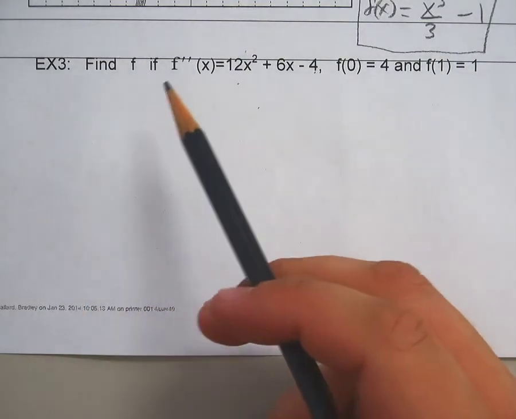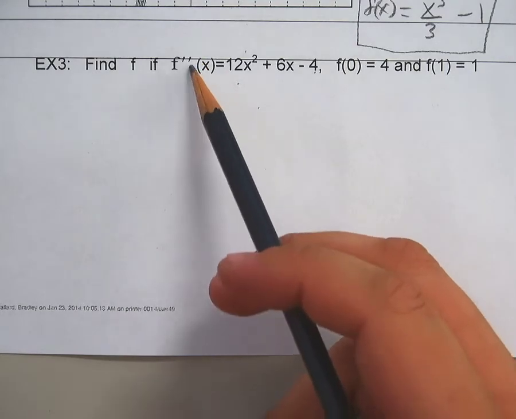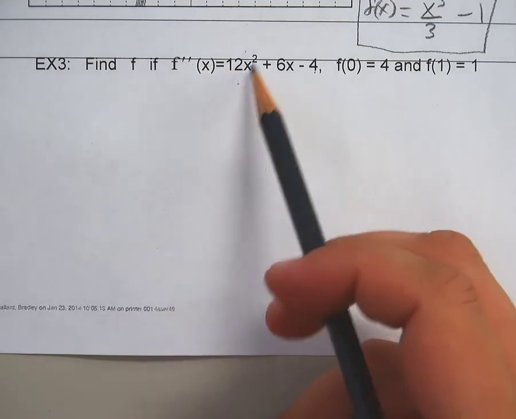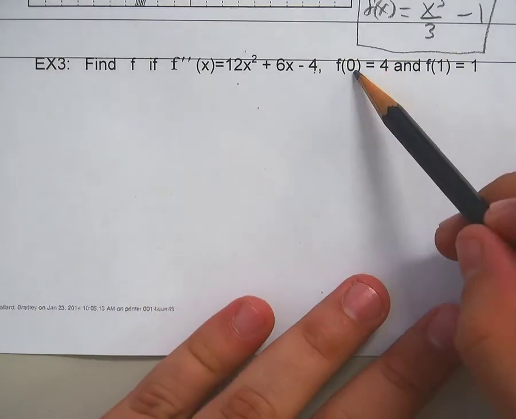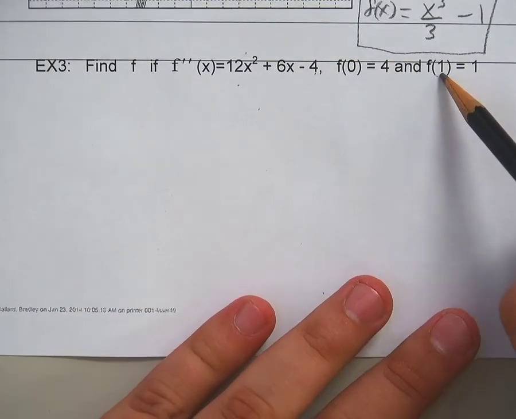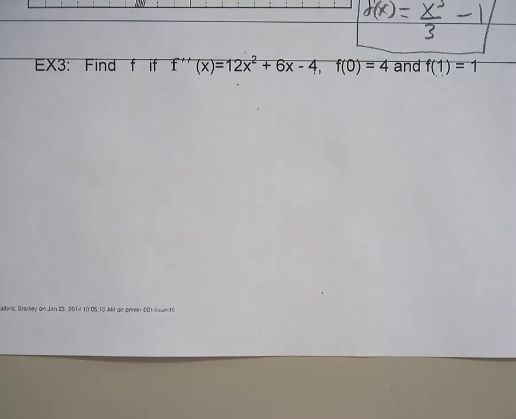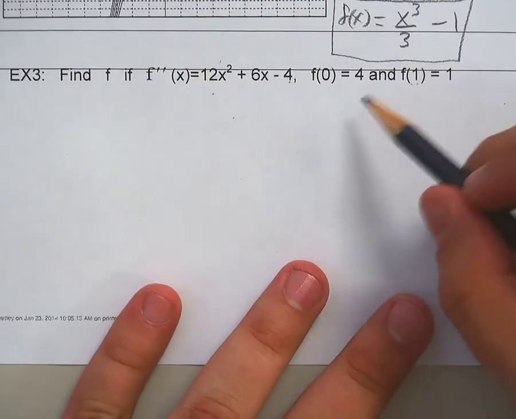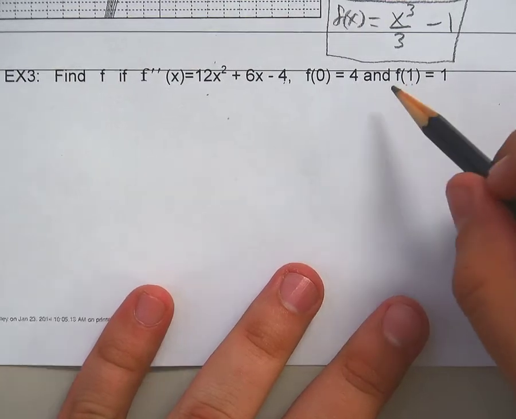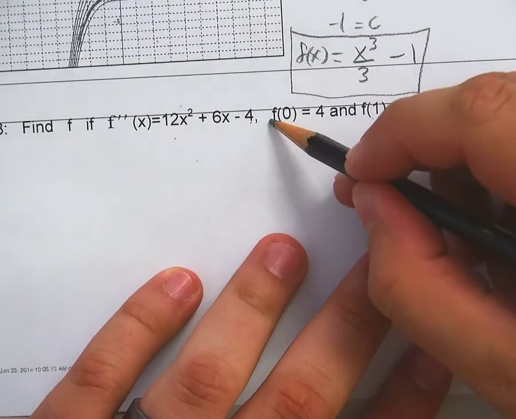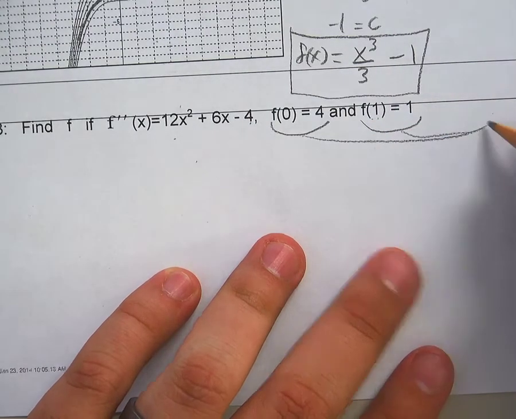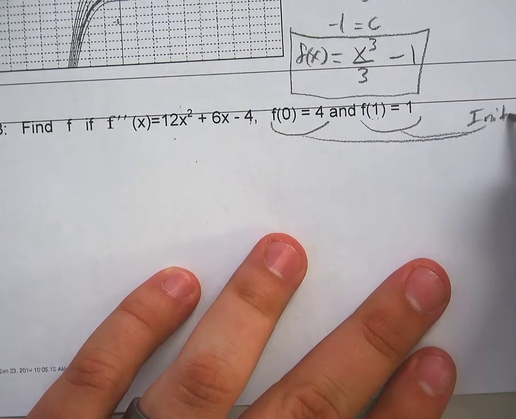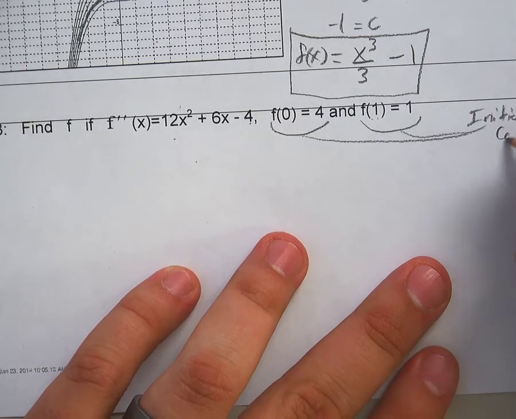Find f if f double prime of x is 12x squared plus 6x minus 4. And then they give you f of 0 and f of 1. So if you notice here, they've given you 2 conditions. These right here, we call them the IC. These guys right here are called initial conditions.